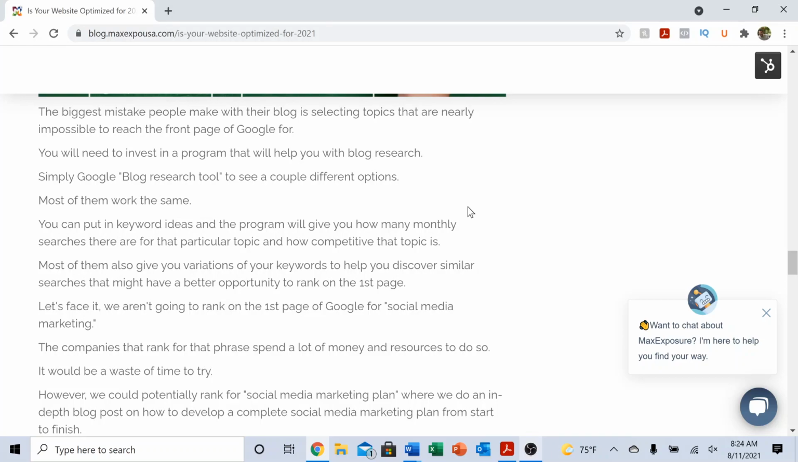So it wouldn't make sense for us to necessarily blog on broad topics like social media marketing and expect us to get ranked on Google for that. However, we can choose longer tail keywords and longer queries that have a lower amount of competition, but at least enough search volume that we're going to be found, that makes it worth our while.